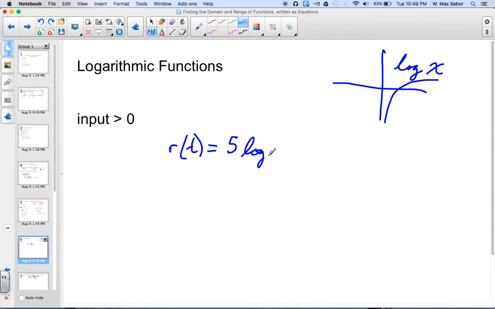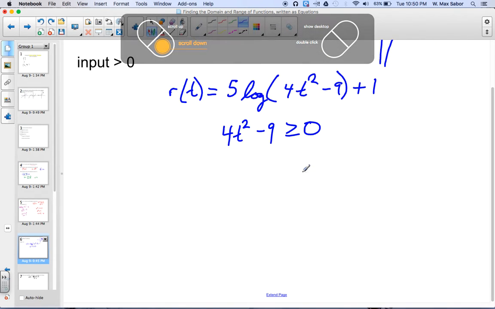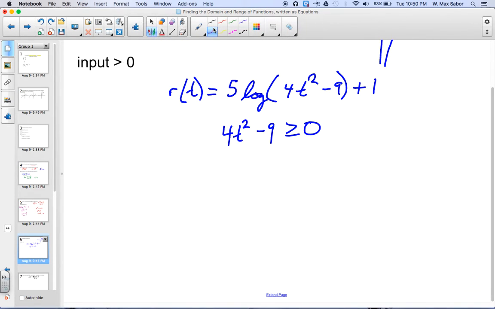It means that this is expecting that the input will have to be greater than 0. So we set 4t squared minus 9 has to be greater than 0. I don't think we spent a lot of time solving inequalities with quadratics, but it's not too different.